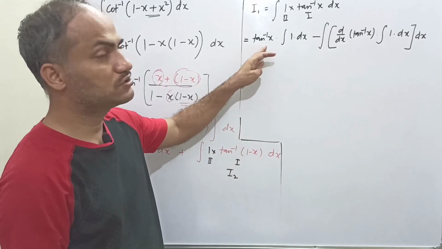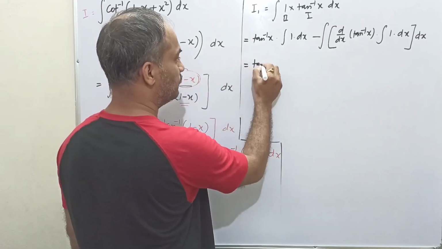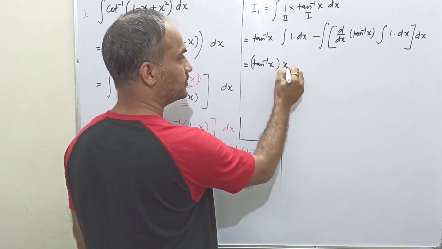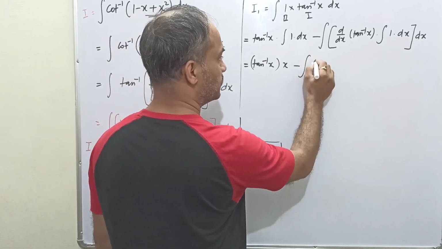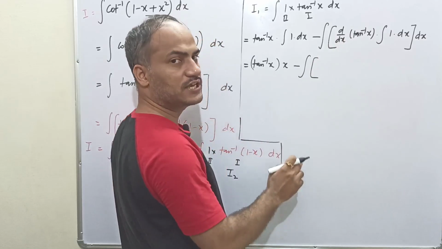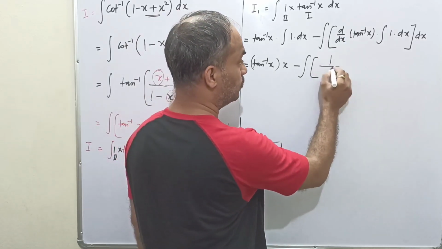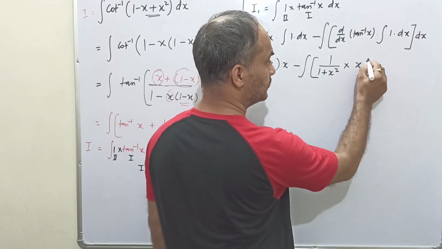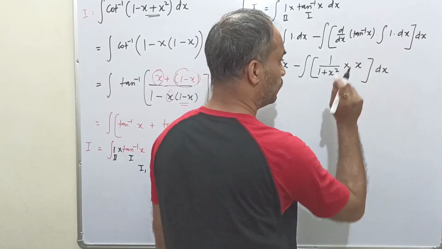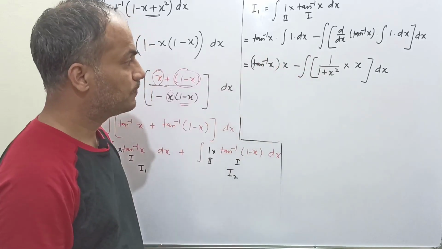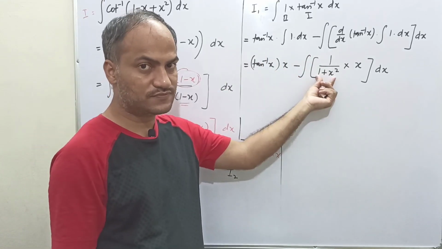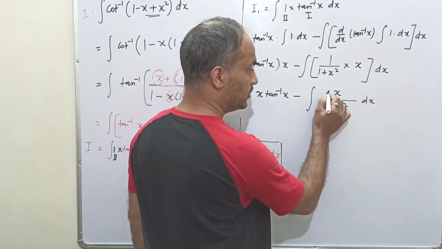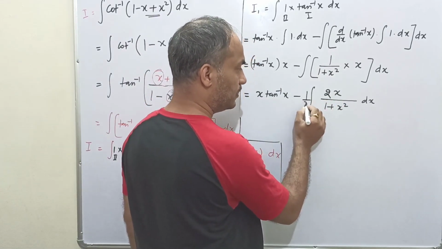So this is our formula. This is tan inverse x. Integration of 1 is just x, minus the integration of the differentiation of tan inverse x, which we know is 1 upon 1 plus x square, into x. So one more time we have to integrate. Now look at this: if we substitute this value as t, the differentiation is 2x. On differentiation we get 2x, so let's multiply by 2 and divide by 2.